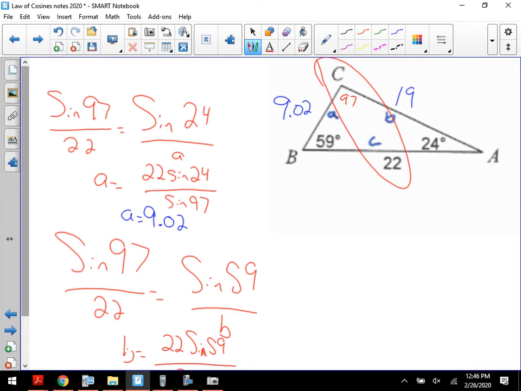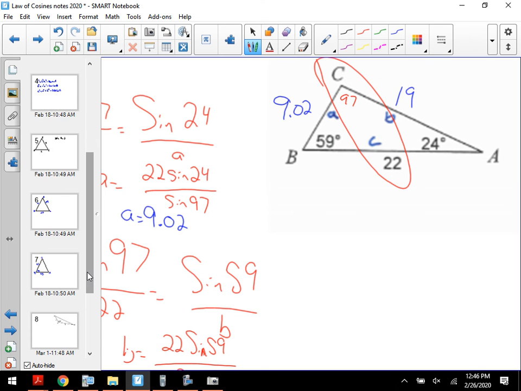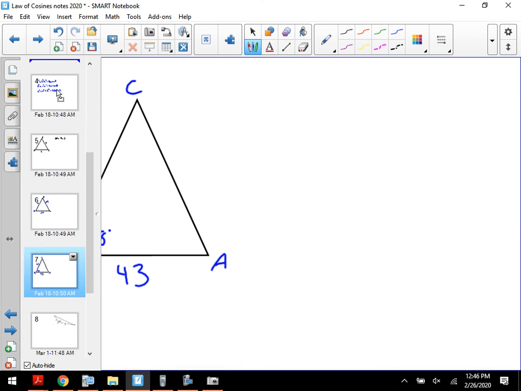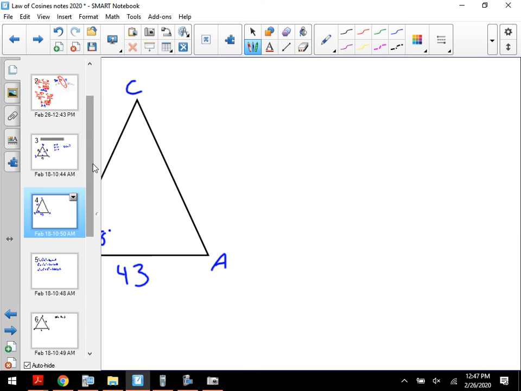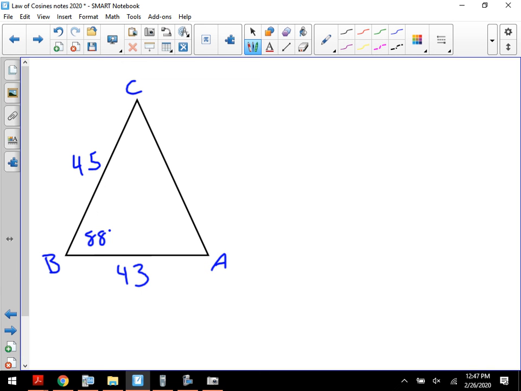So what happens today is the scenarios where this doesn't work, but we do one step to make it work. For example, it'll look like this. This is side angle side. I have the included angle.